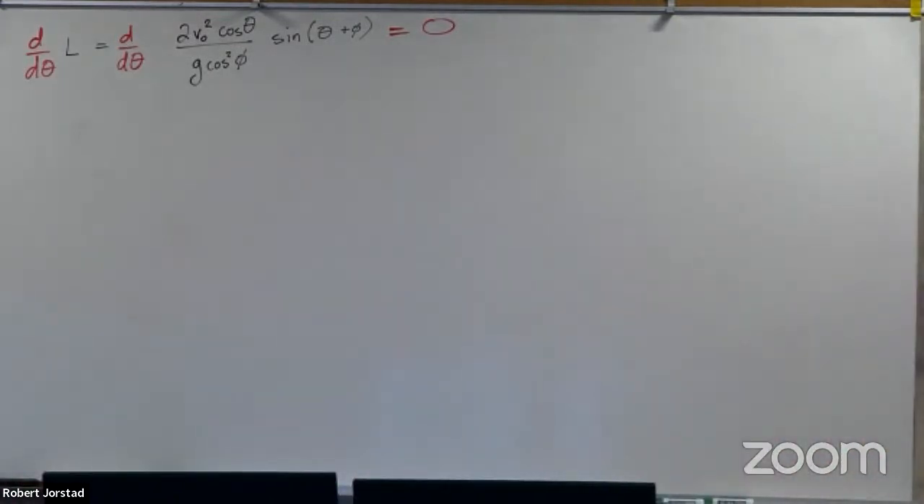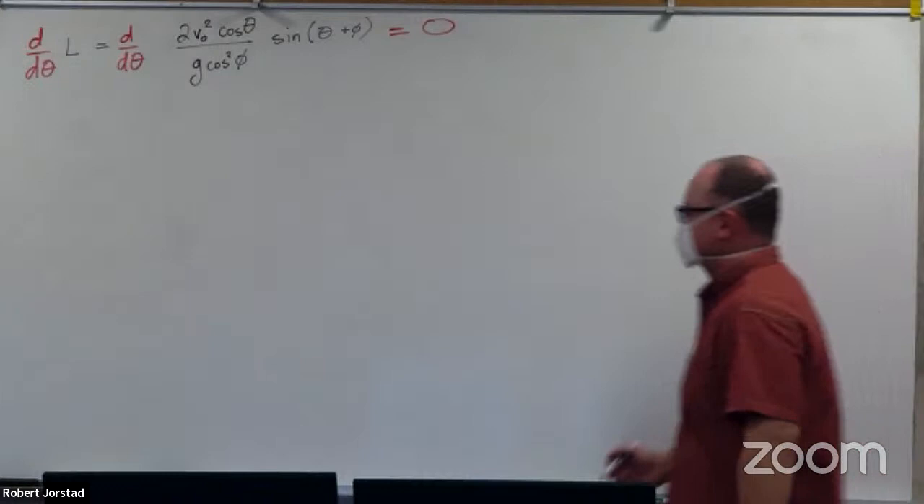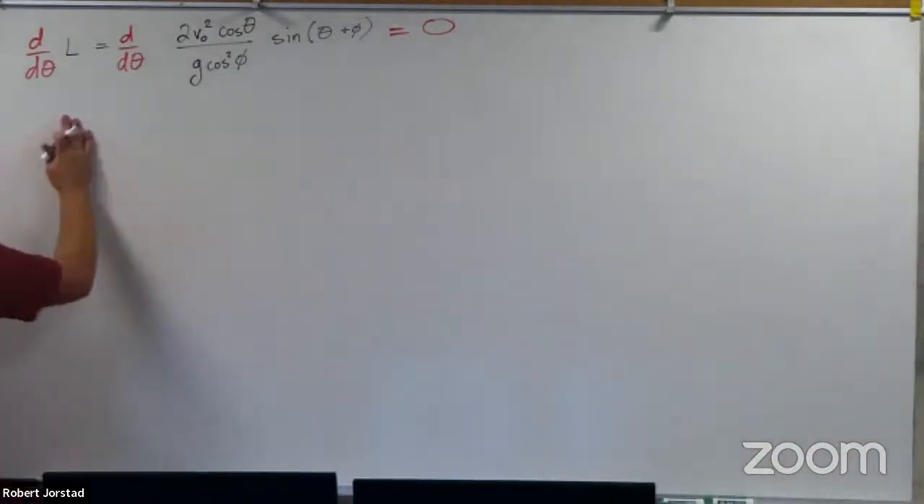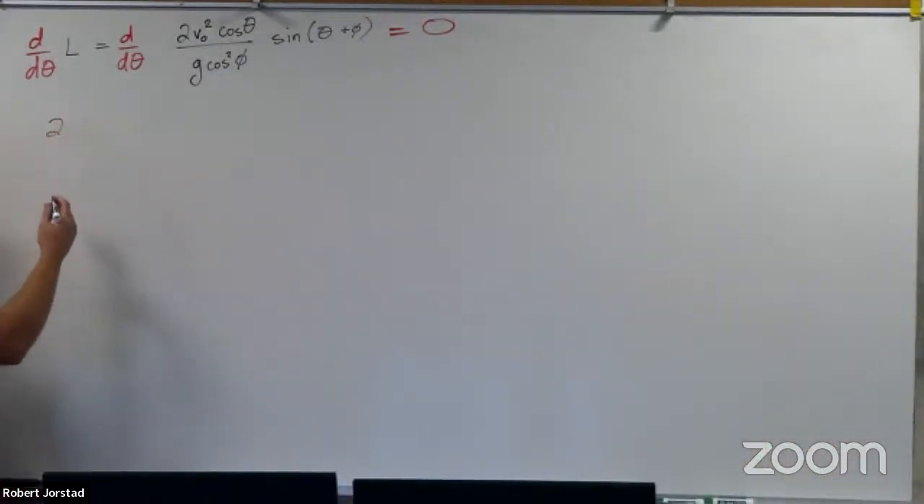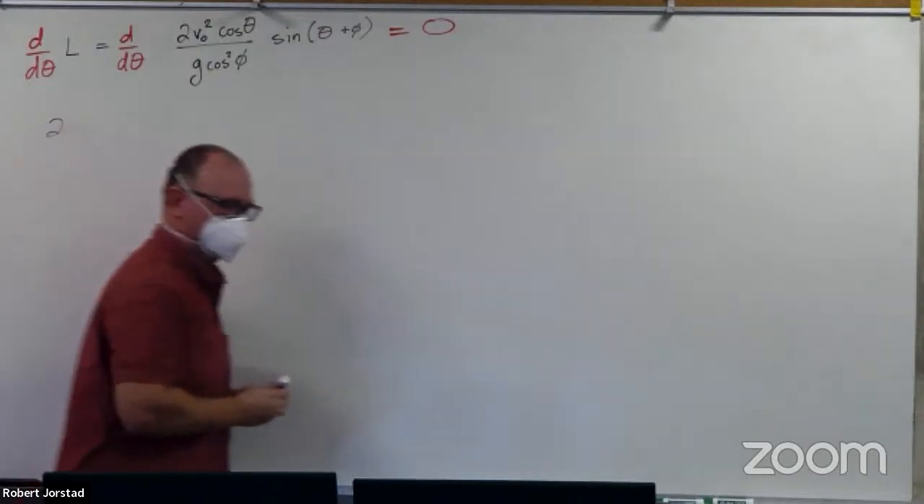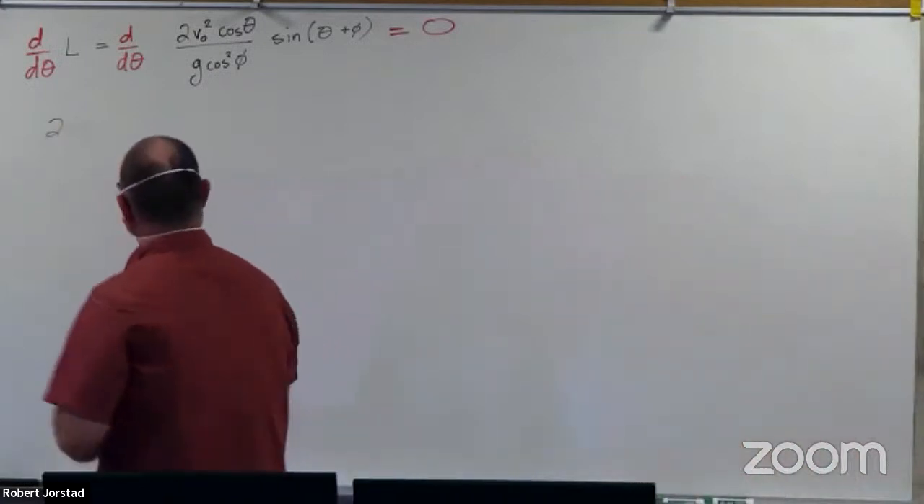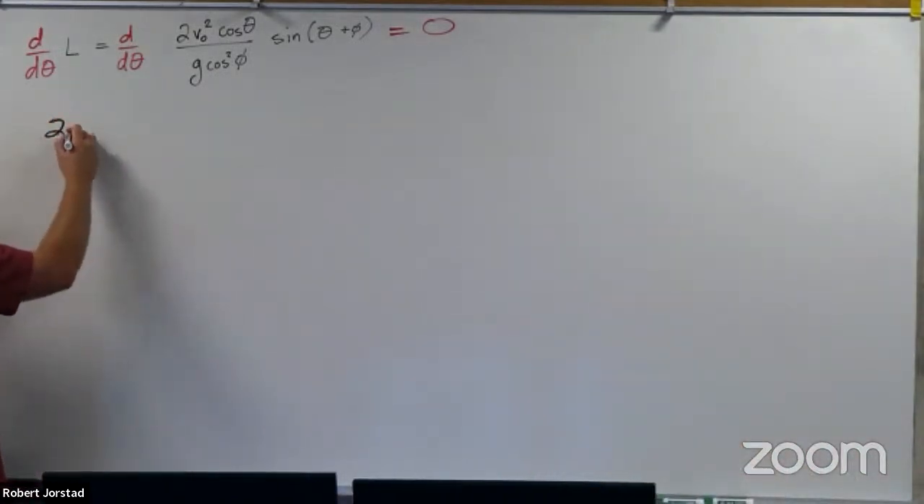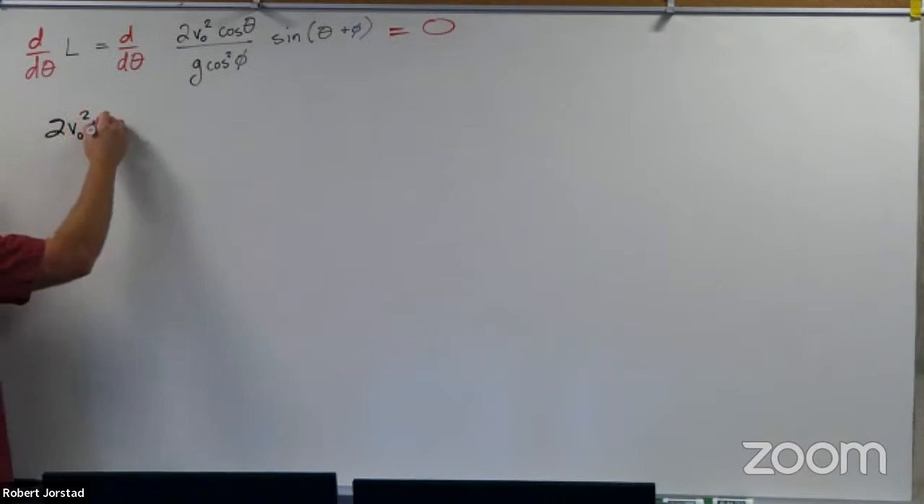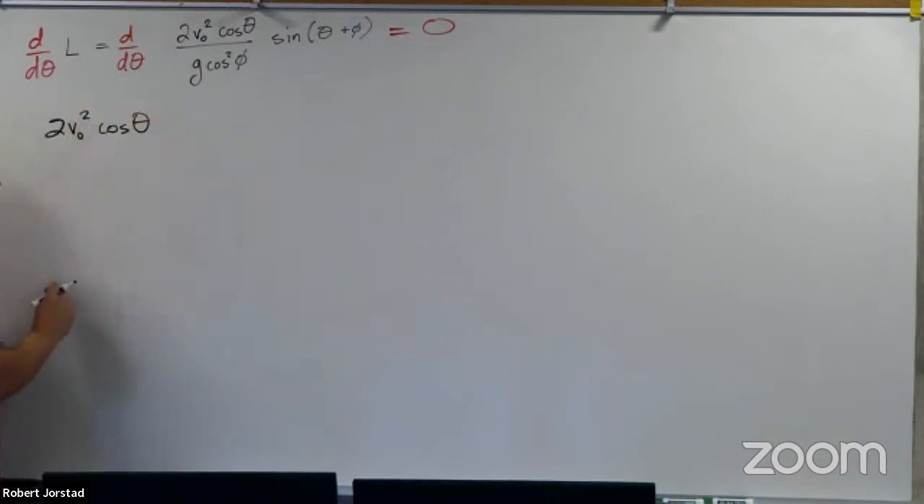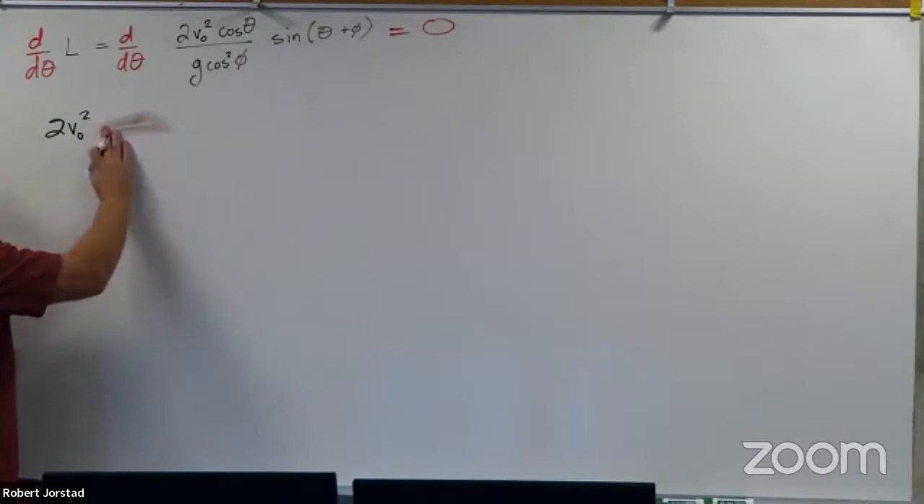What's this? Oh my gosh, every marker sucks. This the one? Ah, thank you. On the right screen, yeah. Wait, cosine theta is not a constant.